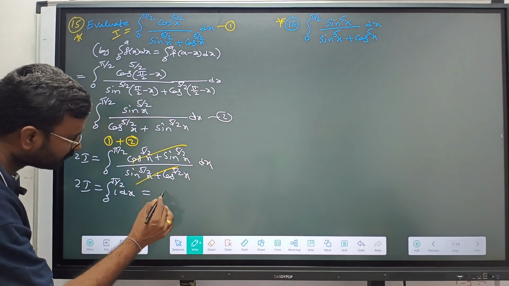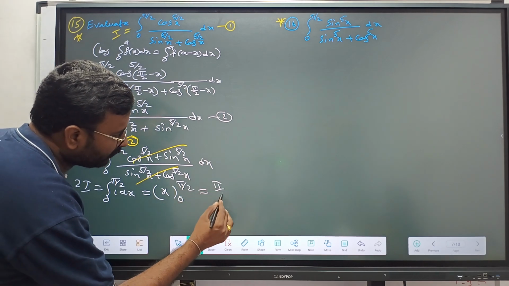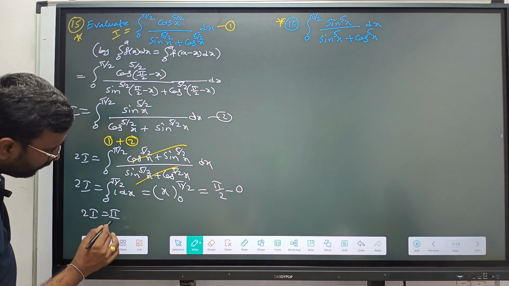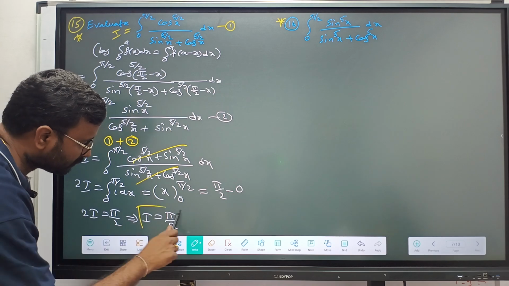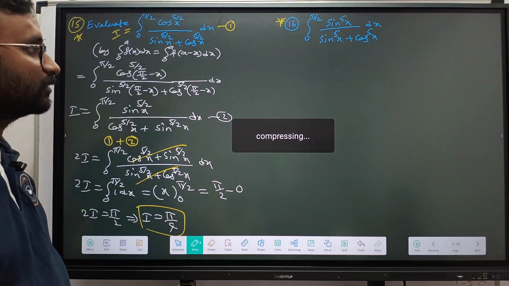What is the integral of 1 dx? x from 0 to pi by 2, which is upper limit minus lower limit. So what is the value of 2I? Pi by 2. Then what is the value of I? Pi by 4, which is the required answer. Okay? Now come to the next question.